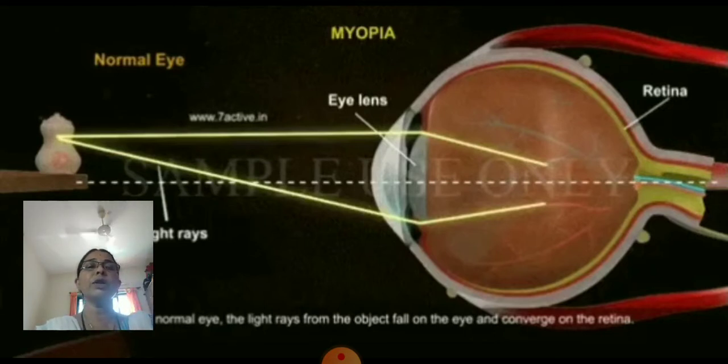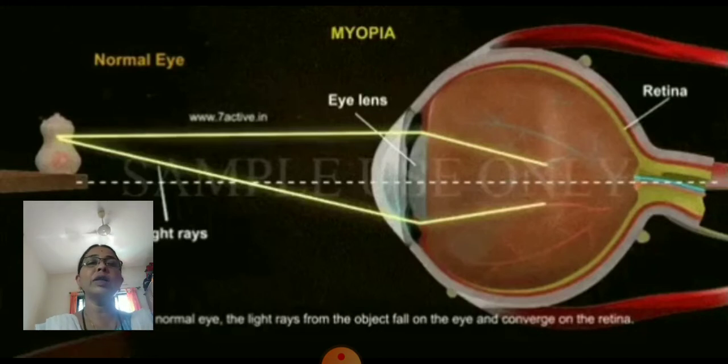So we are going to study about some of the defects. Three defects you are going to study in your book. These three defects are myopia, that is nearsightedness. Next is farsightedness, that is hypermetropia. And then presbyopia, where both far and near objects are not seen clearly.